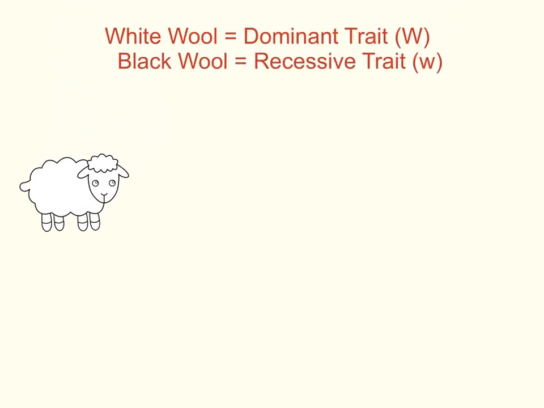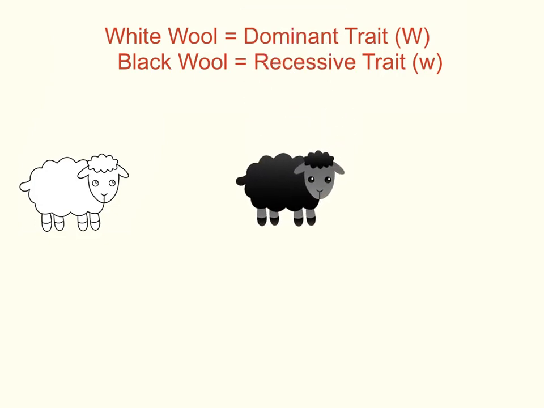We're going to use the color of sheep's wool for the next few examples to show the basics of Punnett squares and Mendelian law. White wool is going to be our dominant trait, and black wool is going to be our recessive trait. We will represent white wool with a capital W and black wool with a lowercase w. If we were to mate a white-wooled sheep who had a parent that had black wool with a black-wooled sheep, then what could their offspring be?